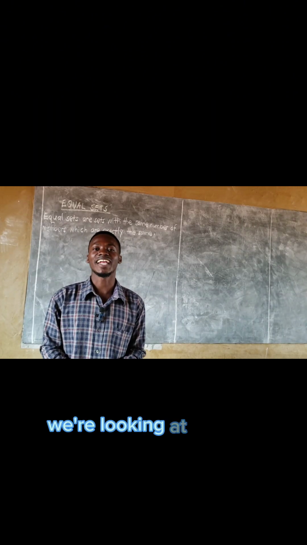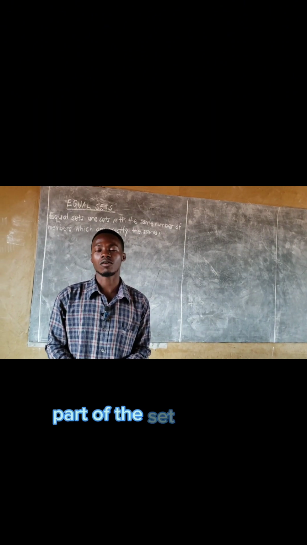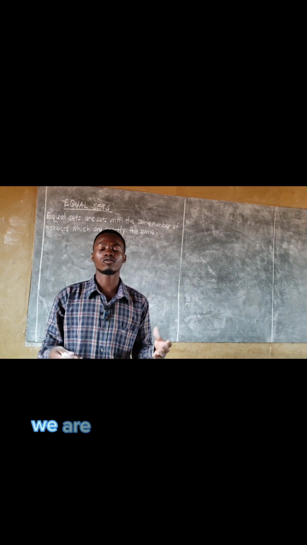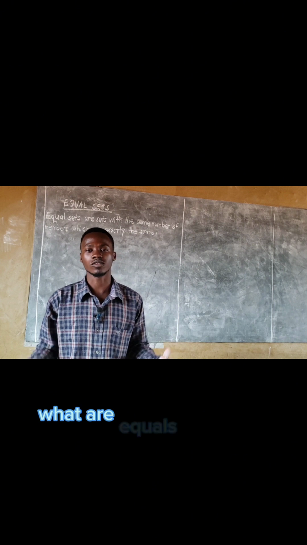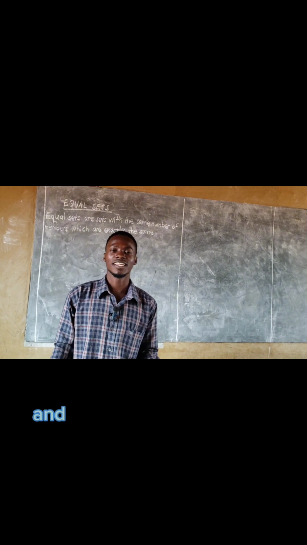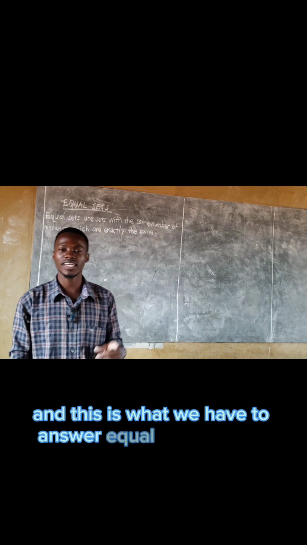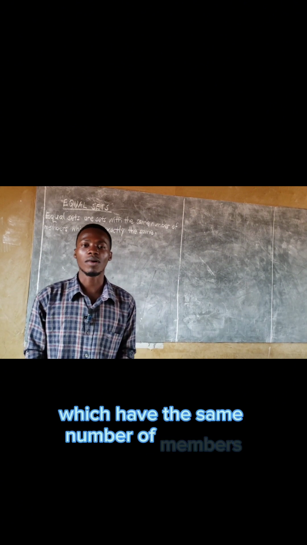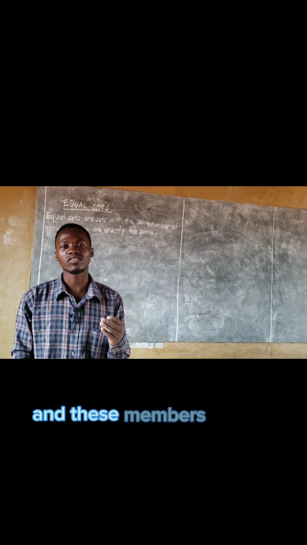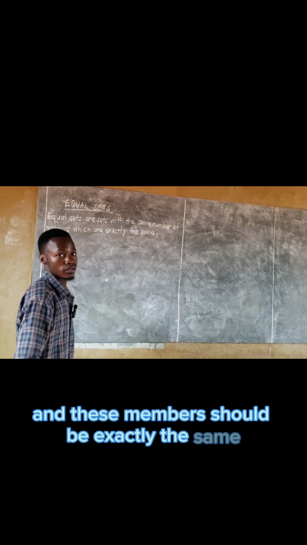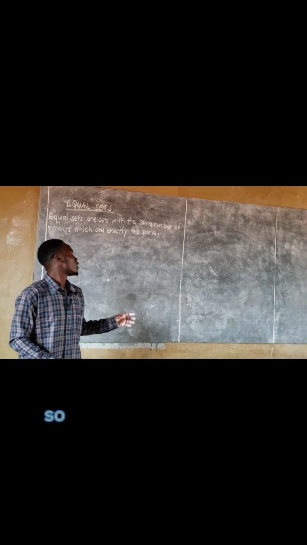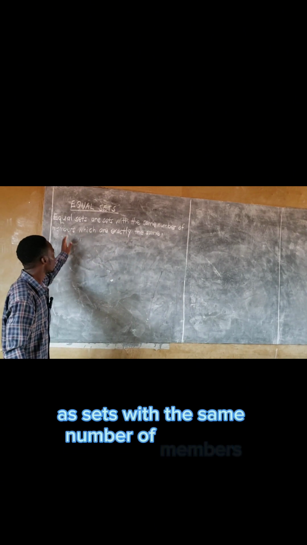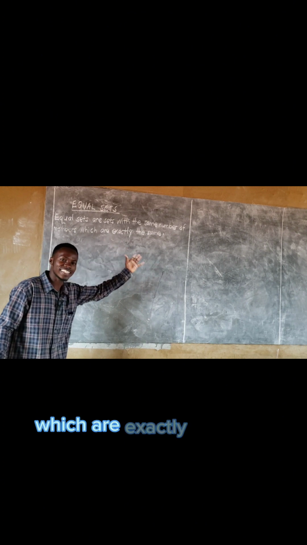Today, we are looking at another part of the set concepts, which is equal sets. We are to ask ourselves first, what are equal sets? Equal sets are sets which have the same number of members, and these members should be exactly the same. So equal sets are sets with the same number of members which are exactly the same.